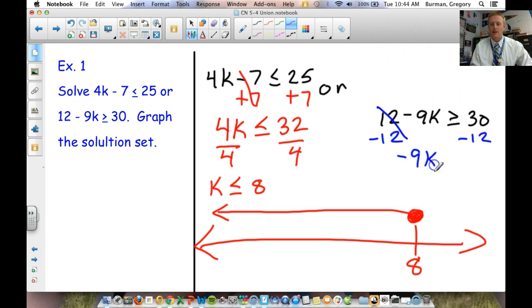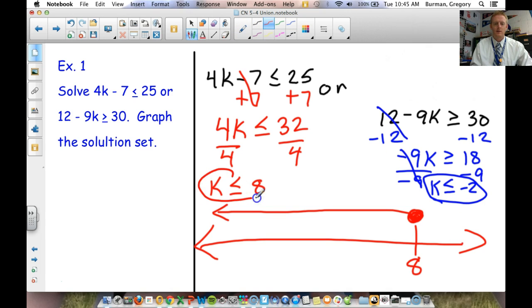So negative 9k is greater than or equal to 18, and we have to divide by a negative 9. Ding, ding, ding, ding, negative 9. That's the bell. When we divide by a negative, remember our sign is going to switch. So k switches to less than or equal to negative 2. So this is the other part. Let's get our red first part, and going back to blue, we'll graph this one now. K is less than or equal to negative 2. So that's a closed circle at negative 2 and going to the left.